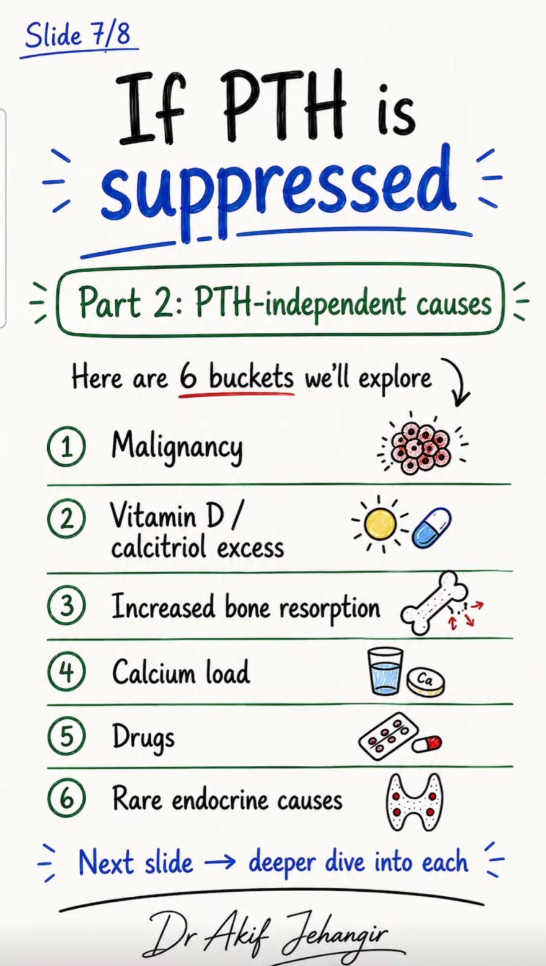If PTH is suppressed, the parathyroid gland is not the driver. Then shift to PTH-independent causes: malignancy, vitamin D or calcitriol excess, increased bone resorption, calcium load, drugs, and rare endocrine causes. That is the focus of Part 2.